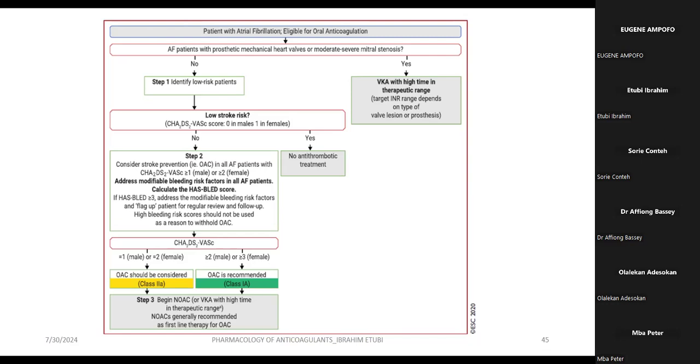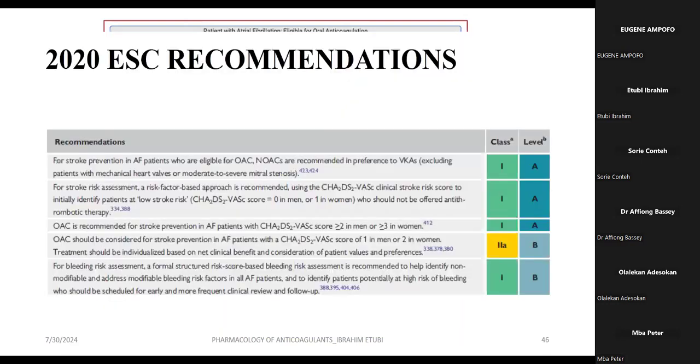Based on the risk, if your patient is low risk, based on your CHA2DS2-VASc score, 0 for male, 1 for female, there's no need for antithrombotic treatment. However, if the risk is more than that, more than 1 for male, you consider oral anticoagulants, and then if it's more than 2 for females, and then you also have to calculate the HAS-BLED score, which is the score that checks risk of bleeding in patients.